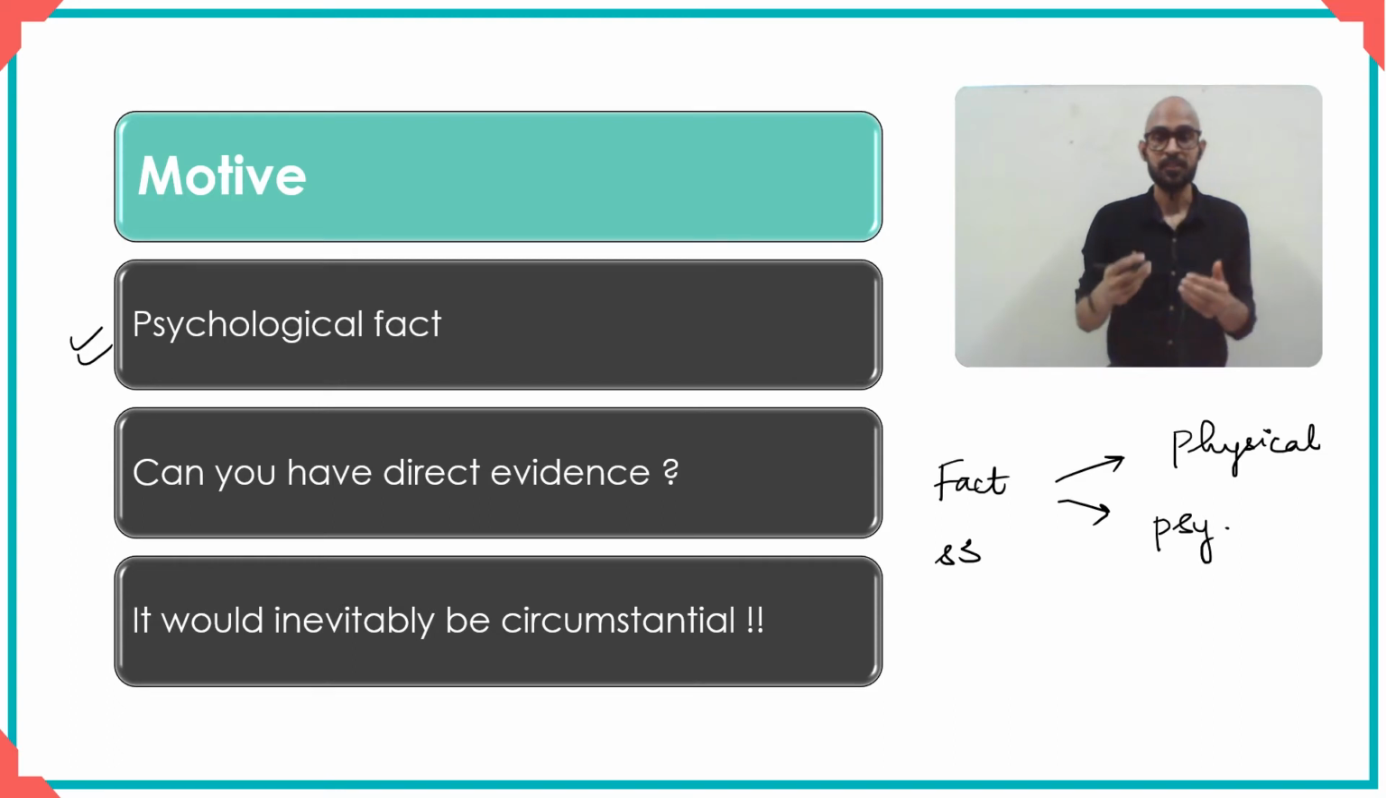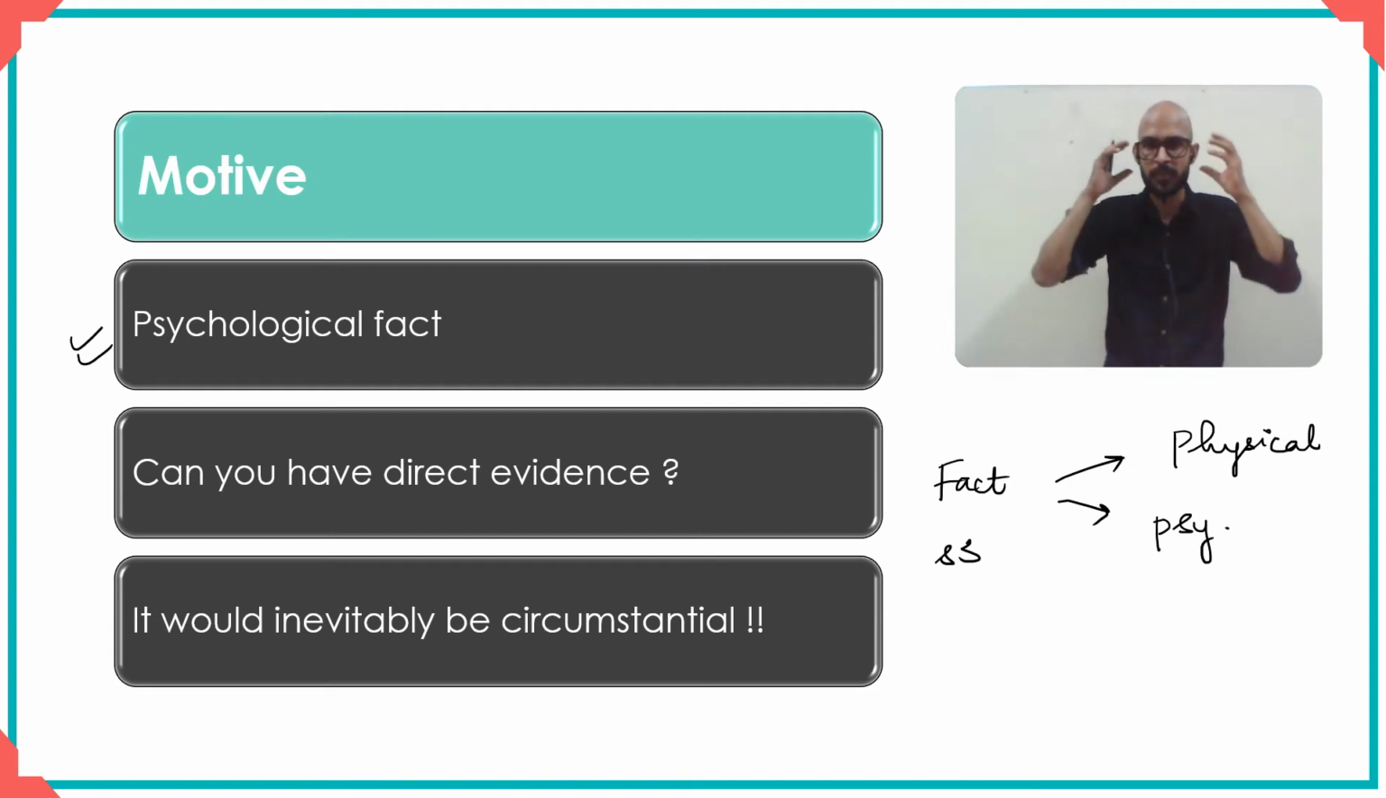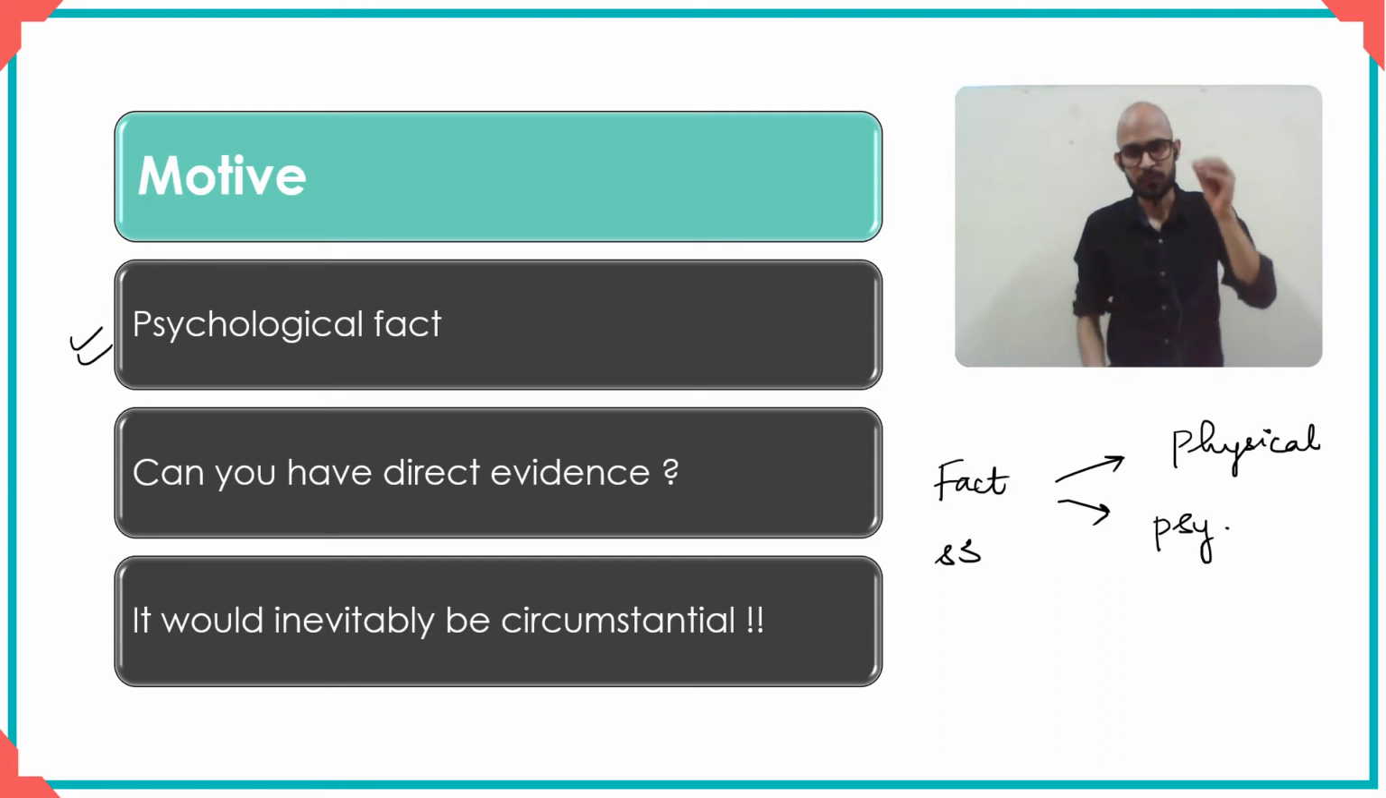Now what the implication is that you cannot have direct evidence for motive. Let me give you an example. Let us say somebody harbors some enmity in his head. Can you have a photograph of that enmity? Can you have a witness of that enmity? No, you cannot, right? Therefore, the evidence for psychological facts would almost always be circumstantial, right? So motive requires circumstantial evidence to be given, and therefore section 8 makes motive relevant.